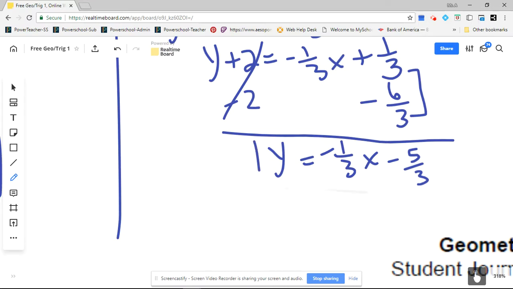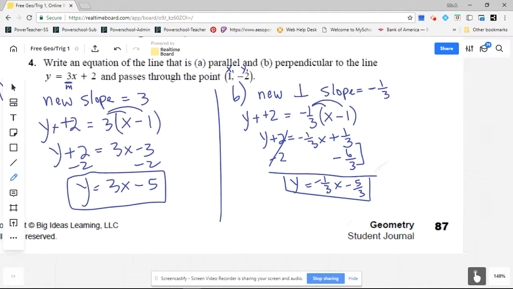So now you have your equation of a line that is perpendicular to our original line, but the y-intercept is going to be negative 5/3, which is negative 1 2/3 if you want to make it improper. You can make it negative 1 2/3.